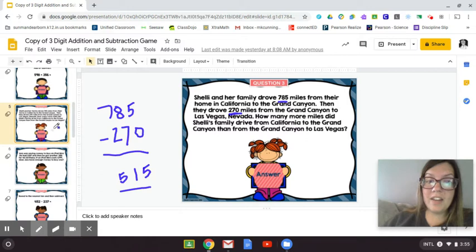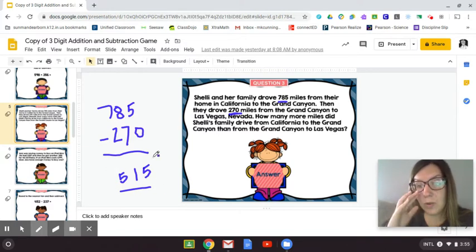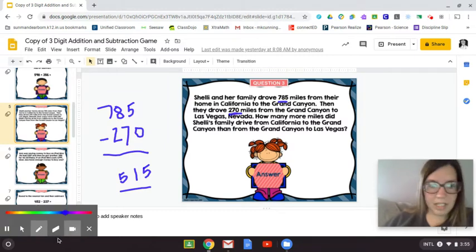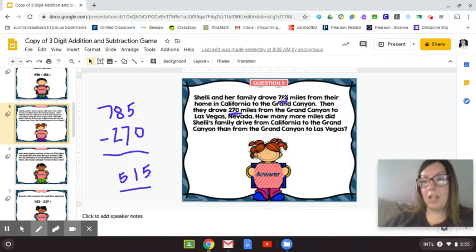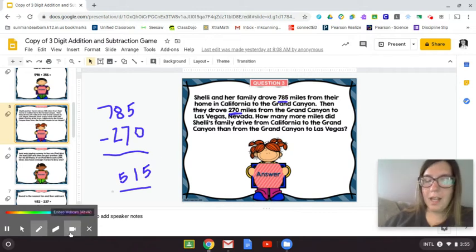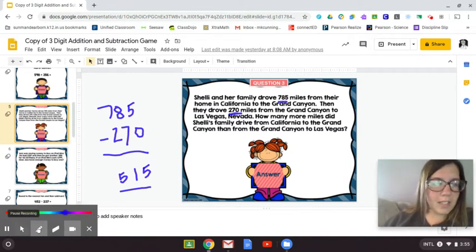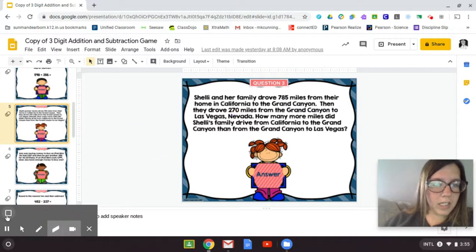So that means that the Grand Canyon was closer to Las Vegas than their home in California, because they had to drive 515 miles to get to the Grand Canyon, and then they had to drive 270 miles to get to Las Vegas. Or no, I'm sorry, they had to drive 785 miles. Holy cow, Mrs. Cunningham. Anyways, okay. So let's clear that screen.